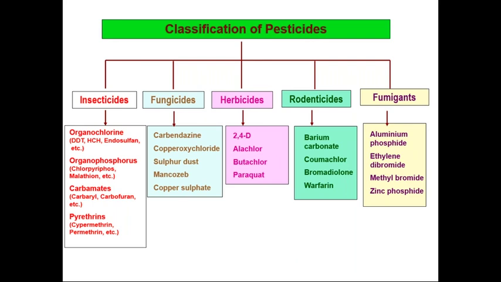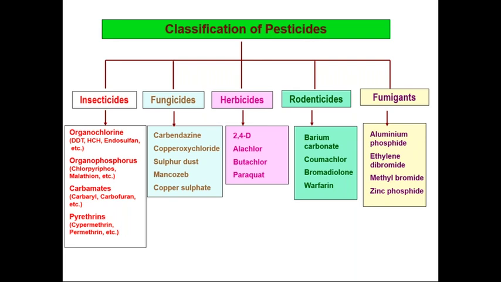So you have the dust, sulfur dust, mancozeb, copper sulfate, and these are generally used in grapes, where the fungus grows. Then we have the herbicides, which are used to kill the weeds, because many a time the weeds will overtake the plant, and there will be losses to the farmer, and paraquat, alachlor, etc.